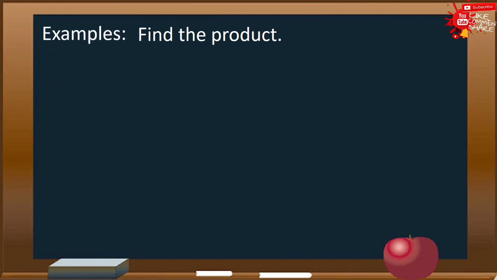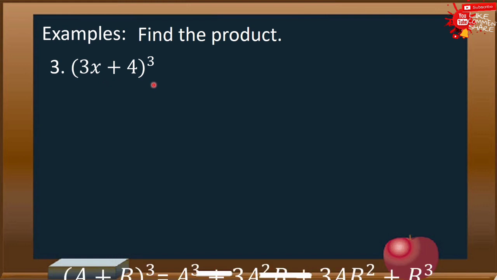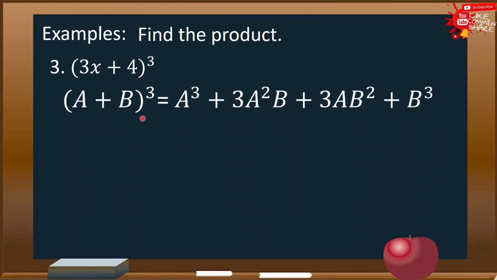Now let us have our third example. So we have here the cube of 3x plus 4. So again, do not forget our formula that if we have the cube of a plus b, it is equal to a cubed plus 3a squared b plus 3ab squared plus b cubed. Then let us identify our a. So our a is 3x, then our b is 4. Then substitute it to our formula.